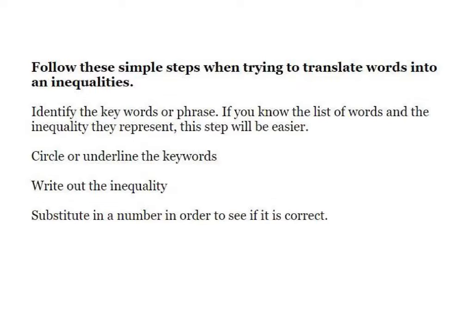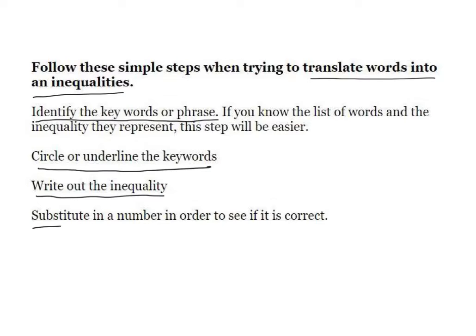When you are trying to translate words into inequalities, you first want to identify the key words or phrases, and that's when you want to look at the notes to see what those words or phrases actually mean. If you know the list of words and the inequality they should represent, then that step would probably be easier. You should probably circle or underline the keywords to help you, and then you want to write out an inequality. The most important part is then you want to pick a number, any number, and substitute it in to see if it's correct or not. So let's look at a few examples.